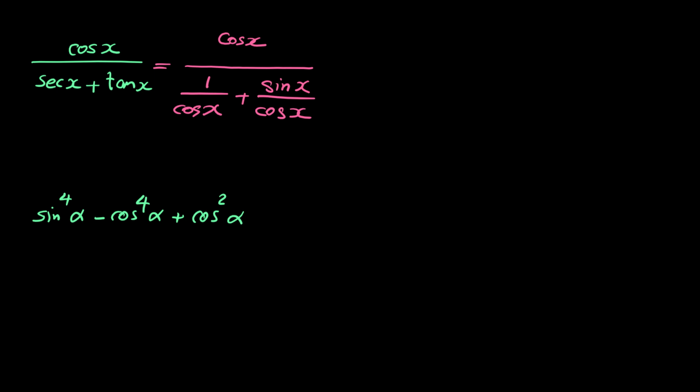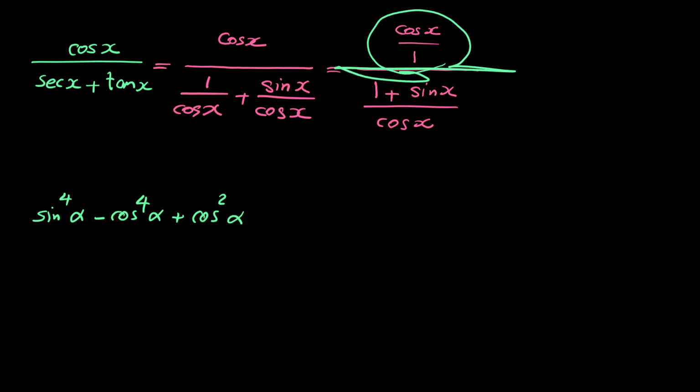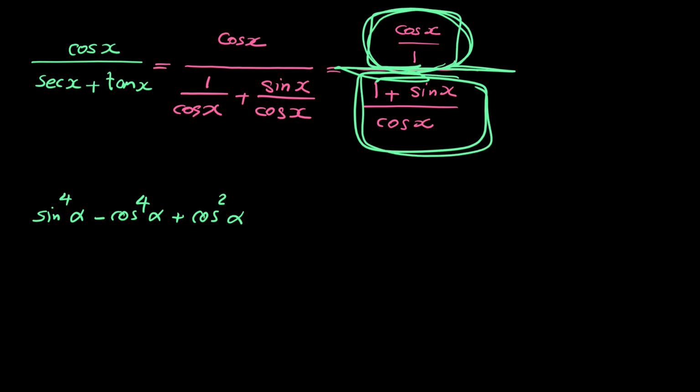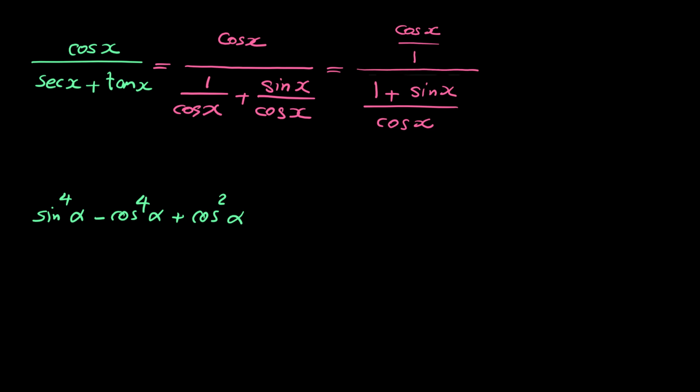So this equals cosine x all over 1, which you don't need to write, but if you like you can put a 1 as the denominator for cosine x. In the denominator we have 1 plus sine x all over cosine x. So we have a fraction divided by another fraction. You know that when you want to divide a fraction by another fraction, you multiply by the reciprocal of it. But if you remember, I told you a shorter way of doing this.